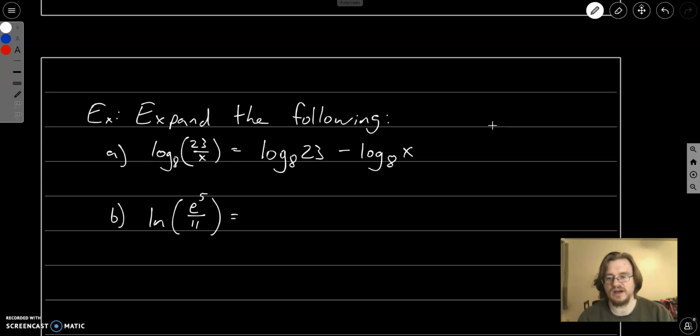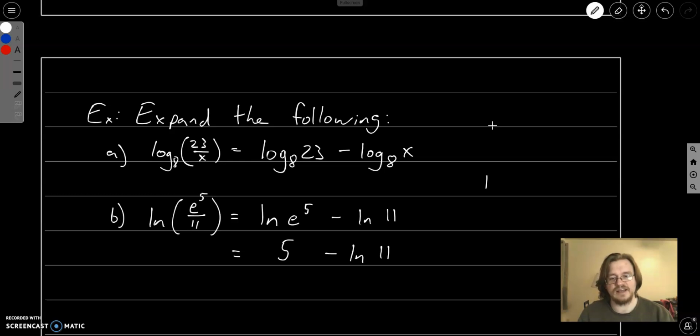The next one, we have ln. And ln is the natural log. So this is going to be the log base e, the same as what we can see up here. Again, we can use our quotient rule to say that this is going to be the natural log of e to the 5th power minus the natural log of 11. And the natural log of e to the 5th power, this is the log base e of e to the 5th power, and this is just going to be 5. So this is 5 minus the natural log of 11.